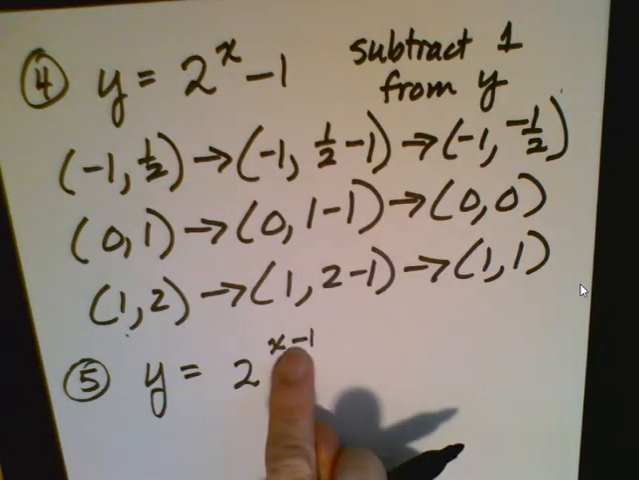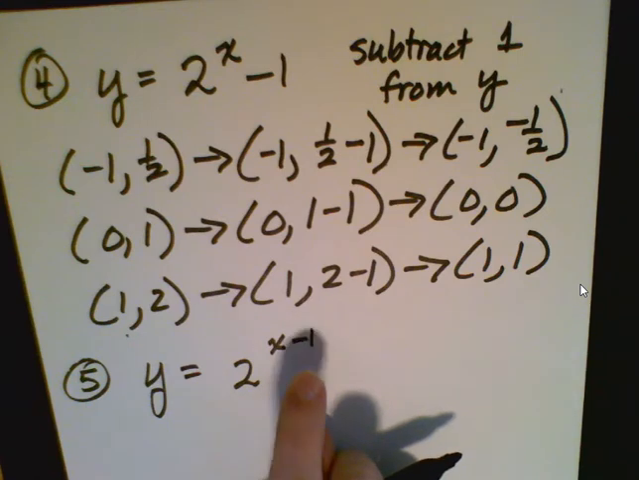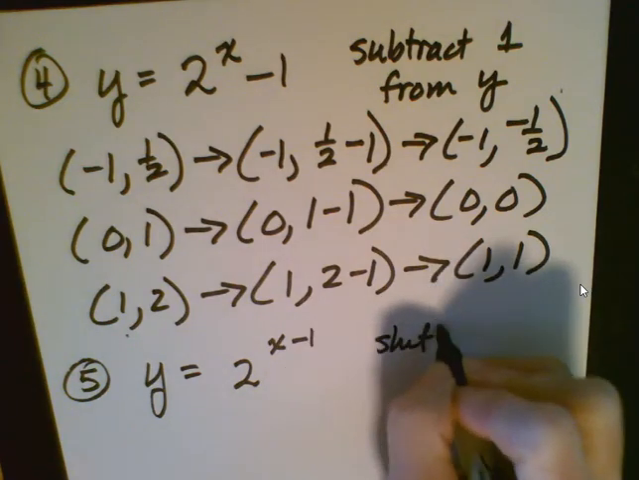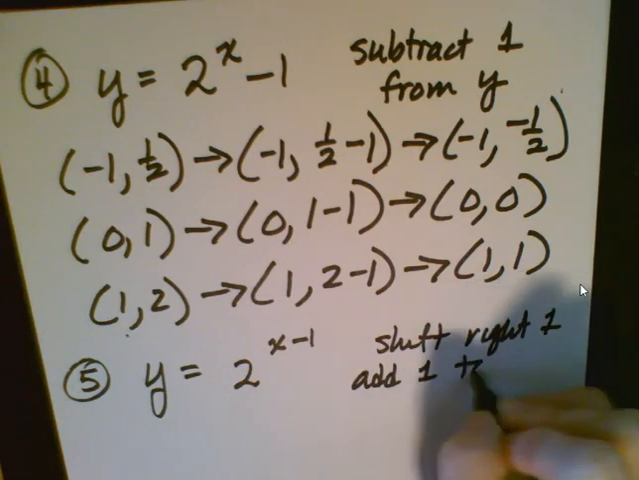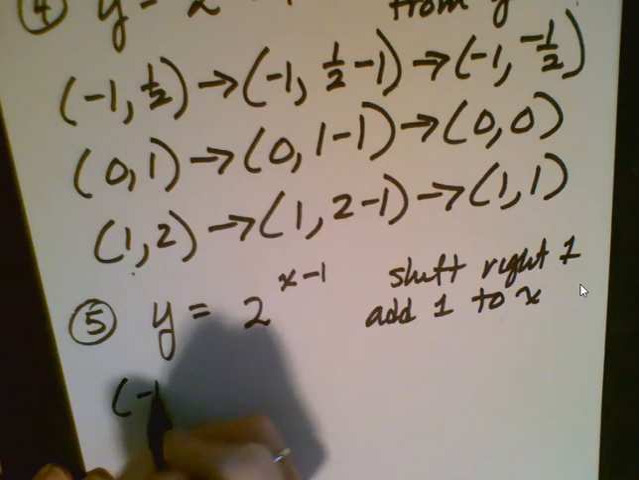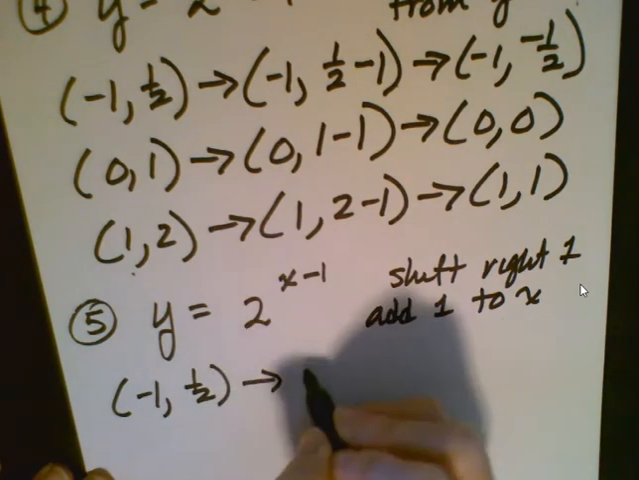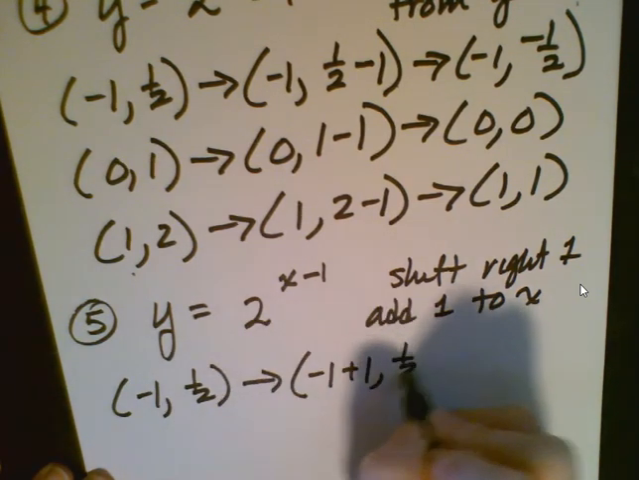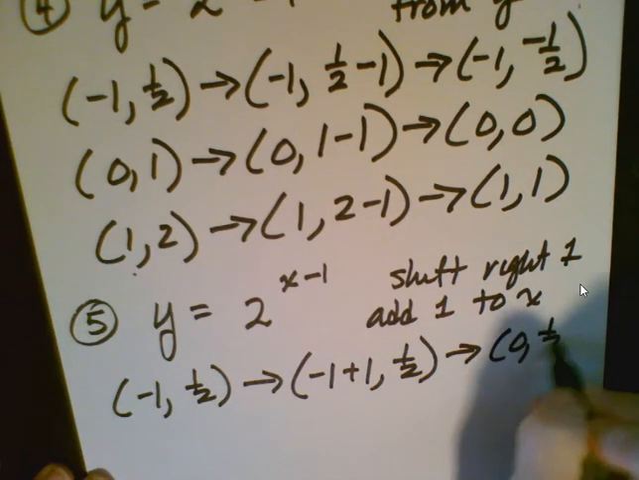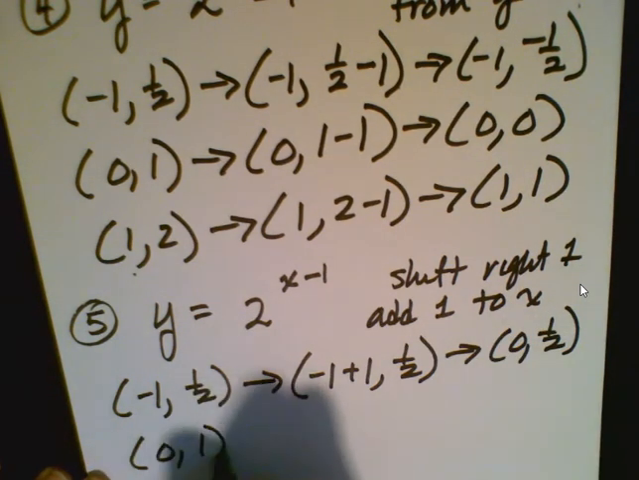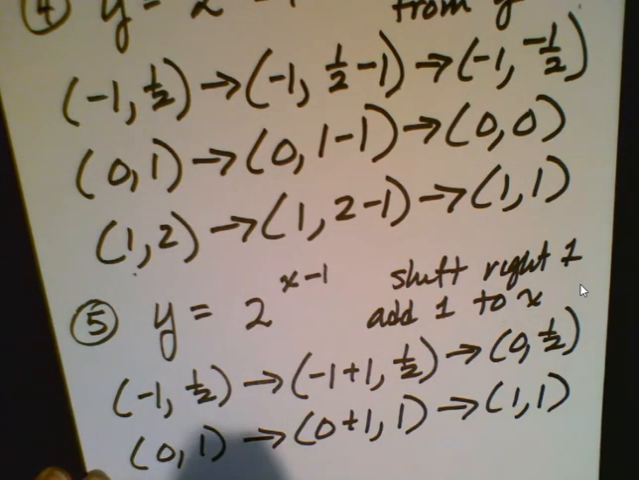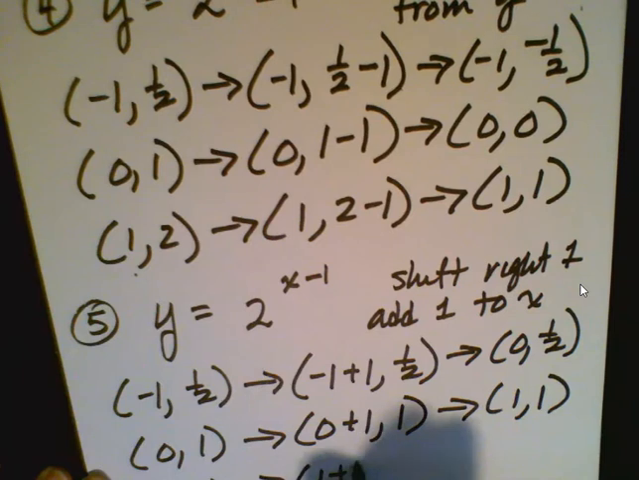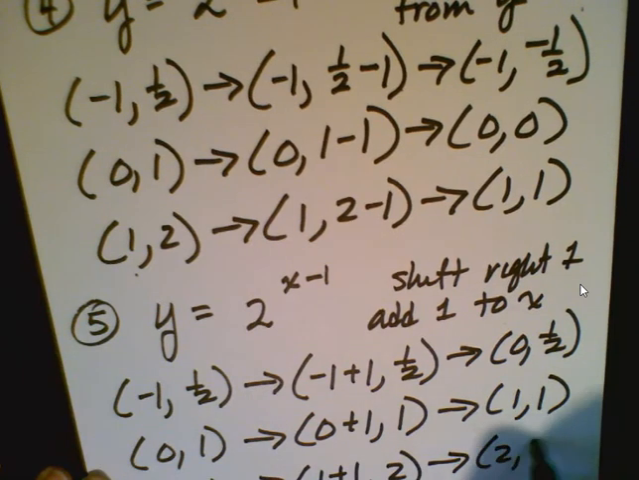Now recall, it's in the function now. That affects our x. And the tricky thing, this means shift right 1, which means add 1 to x. So all of our x's: -1, 1/2. If I add 1 to -1, I now have 0, 1/2. 0, 1: 0 plus 1, 1 is at 1, 1. And 1, 2: 1 plus 1, and now we're at 2, 2.